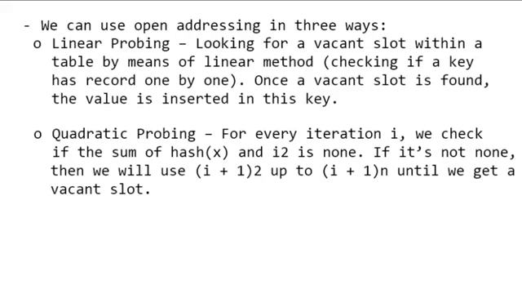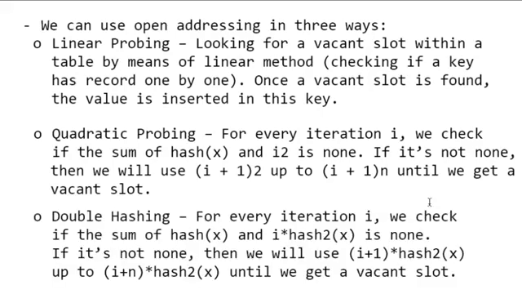And the last one is double hashing. For every iteration i, we check if the slot at hash of x plus i multiplied by hash 2 of x is empty. If not, we use i plus 1 multiplied by hash 2 of x, and so on, until we get a vacant slot. So that's all about hashing.